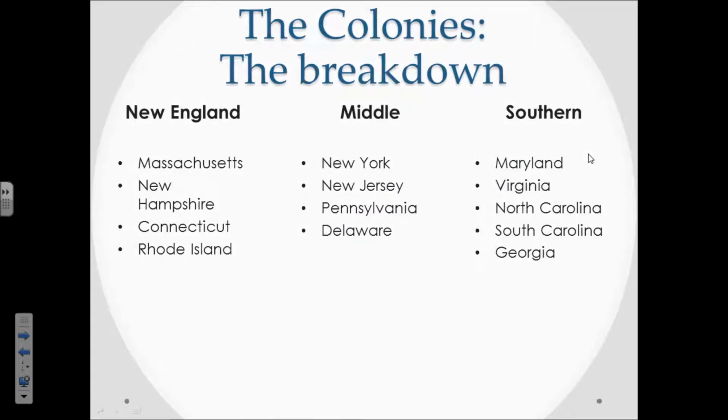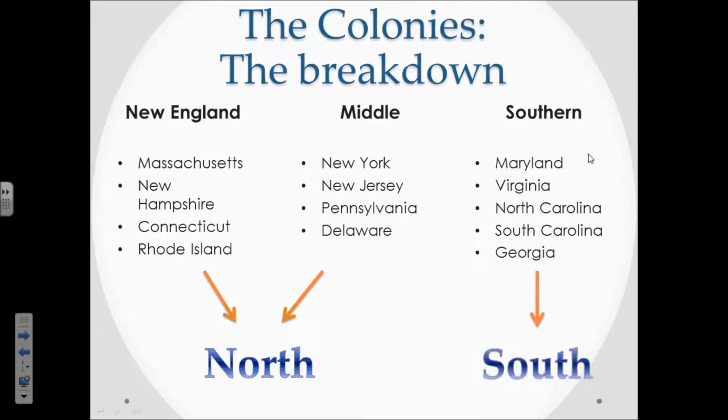So the colony breakdown. We like to think of the colonies in three sections or three regions: New England, Middle, and Southern. The New England colonies are Massachusetts, New Hampshire, Connecticut, Rhode Island. The Middle colonies, New York, New Jersey, Pennsylvania, and Delaware. And then the Southern colonies, Maryland, Virginia, North Carolina, South Carolina, and Georgia. But for today's purposes, we're going to break it down even more. The New England and Middle colonies make up the North, and then the Southern colonies make up the South.